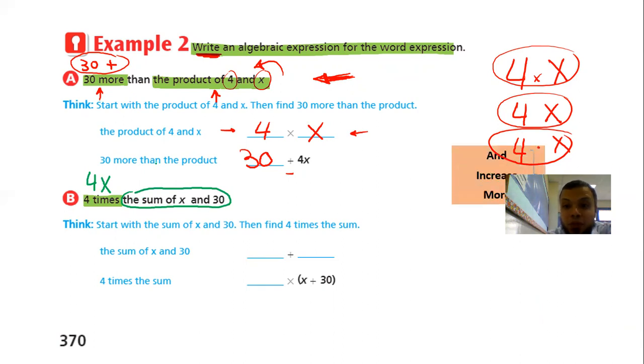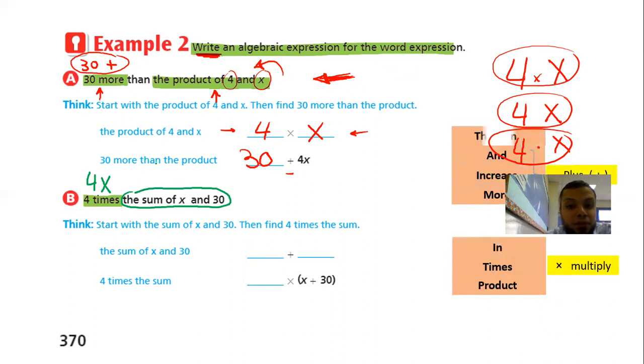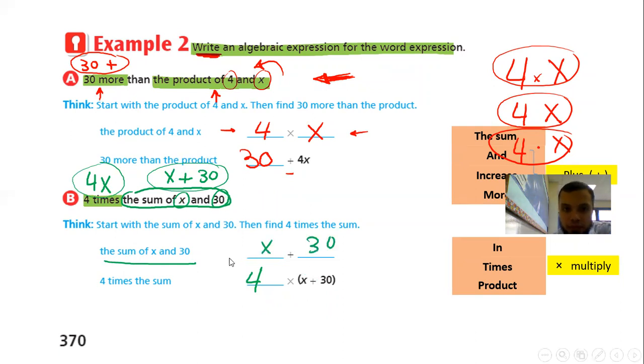The sum. And do we know the meaning of the word sum? Increase, more. The sum means a plus. What plus what? x and 30. The sum of x and 30. So here x and here 30. Let us write everything we translate here. 4 multiplied, 4 times, 4 multiply the sum of x plus 30, x plus 30. Okay, I hope you understand this question.